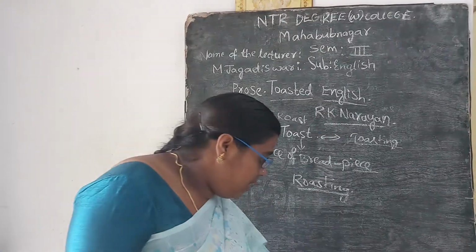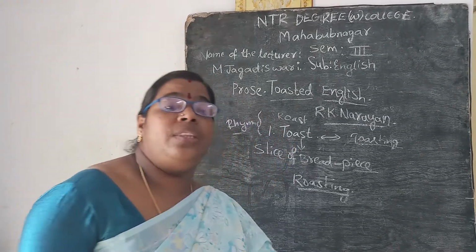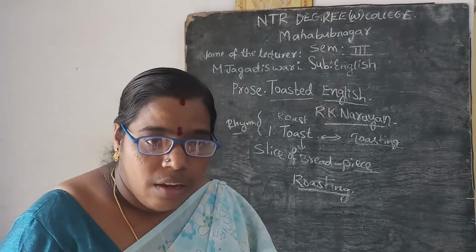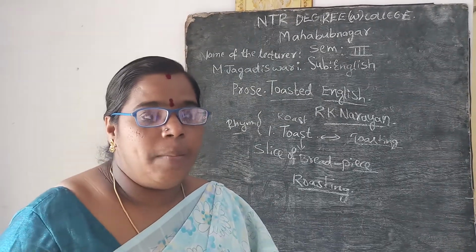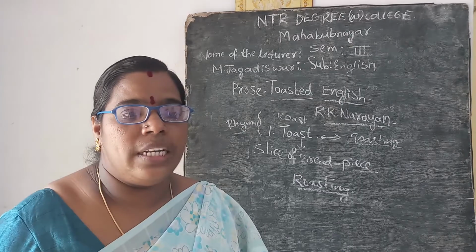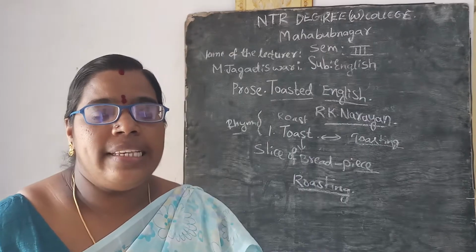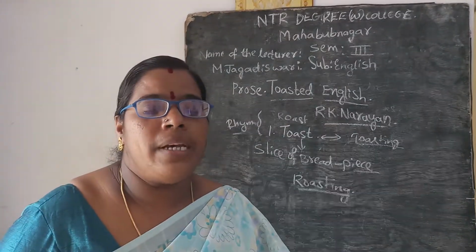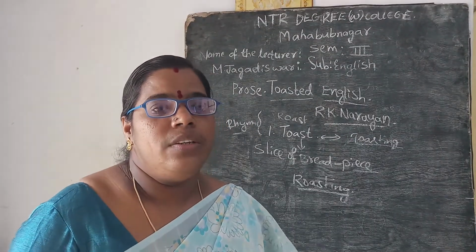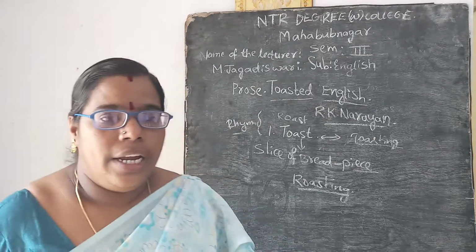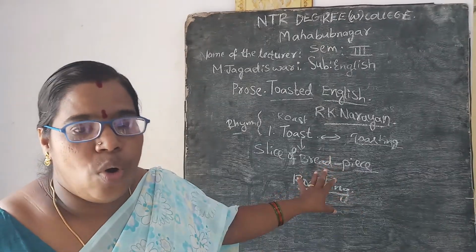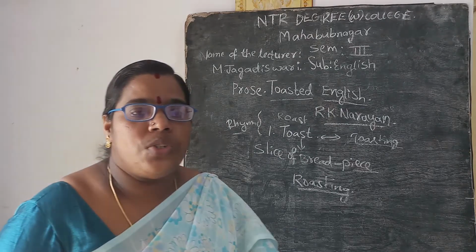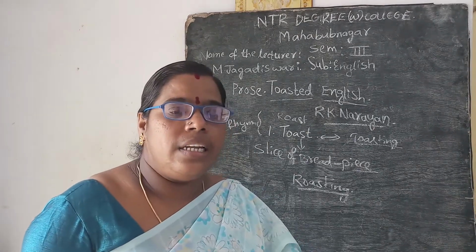So why are these words, toasting and roasting, modified for the slicing of the bread, and for the eating procedure done in toastmaster actions and the club of members? Before entering into this, you should know about the author of the lesson, The Toasted English, and what he has written.